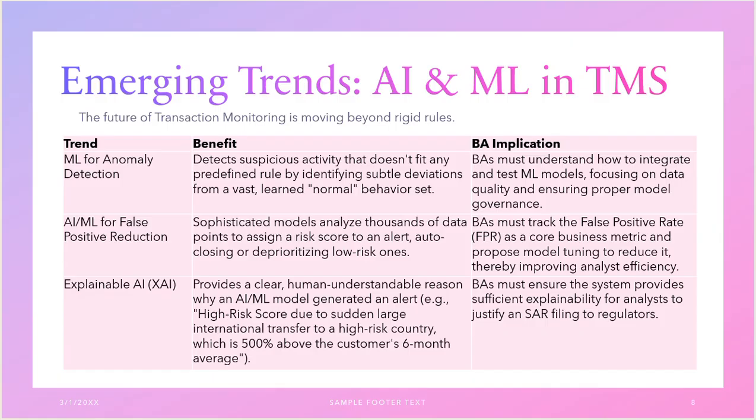So machine learning for anomaly detection: detect suspicious activity that doesn't fit any predefined rule by identifying substantial deviation from the learned normal state.